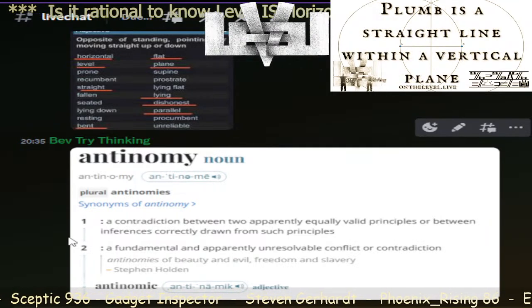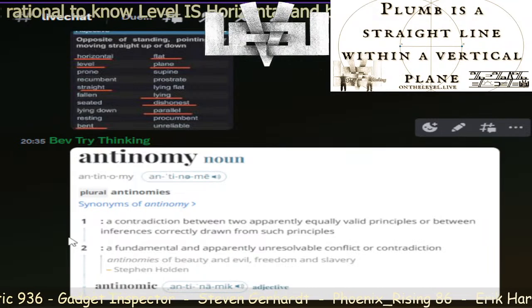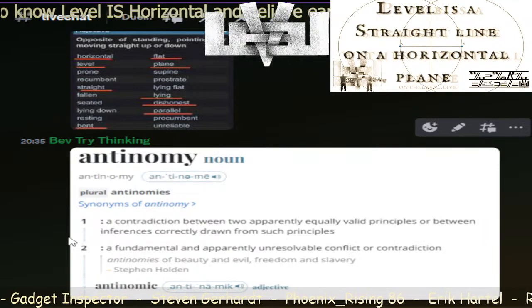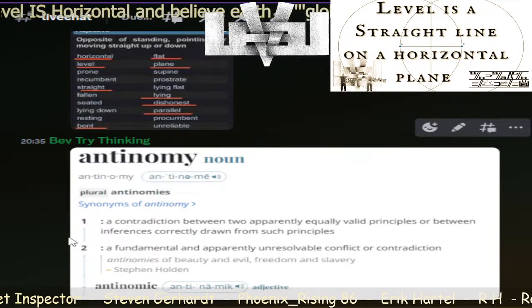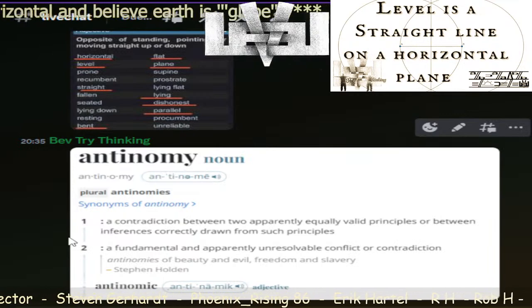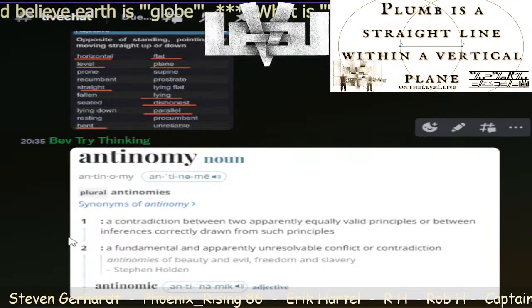You have to establish level. It's not just hanging around. You can't just look at it. Use your eyes for level. That's ridiculous.